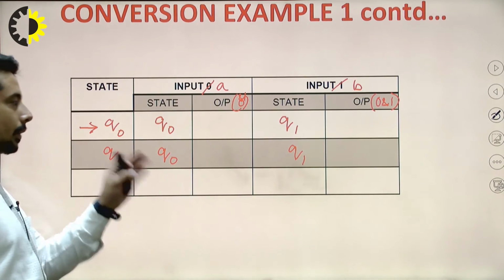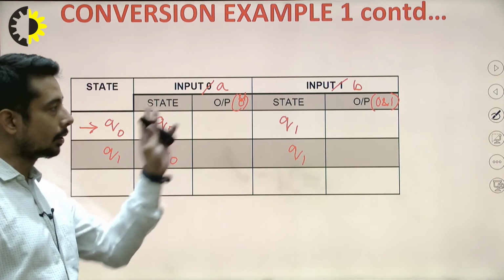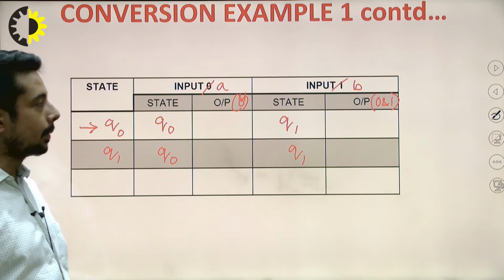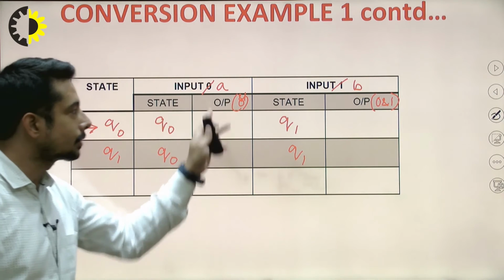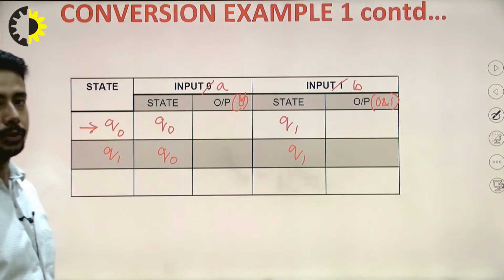Okay, so this is what the diagram was all about, right? I got the transition table for the Mealy machine. Now we need to just write down the associated output with it.